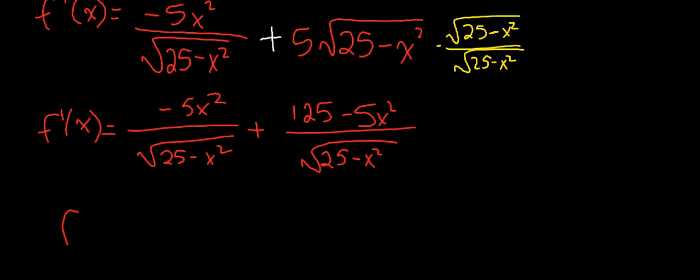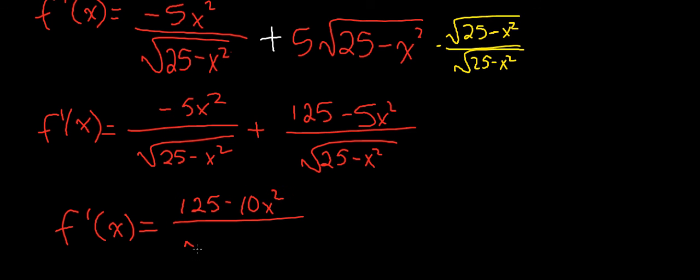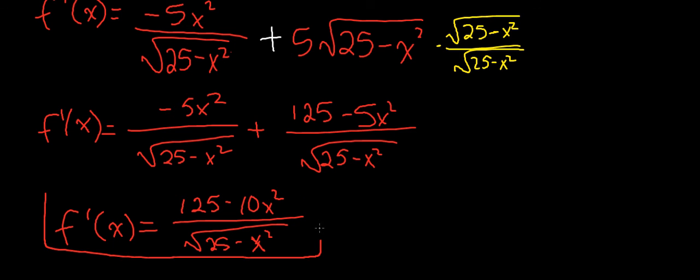So finally, we could simplify this by adding the fractions together, and I'm going to get that f prime of x equals 125 minus 10x squared over the square root of 25 minus x squared. And that is how you can combine. That's just a little example problem. That is the correct answer. And that is how you can go about combining different properties of derivatives into one derivative problem.